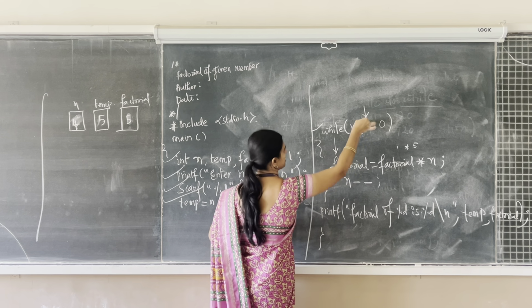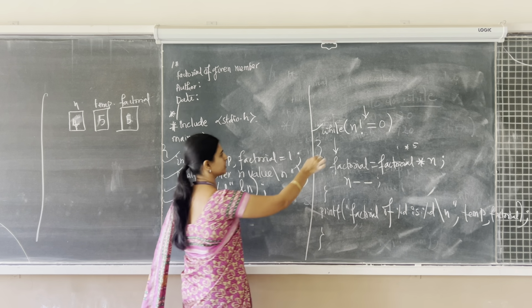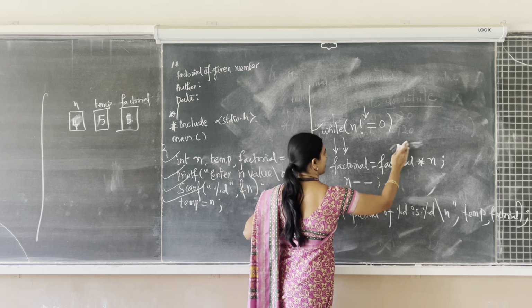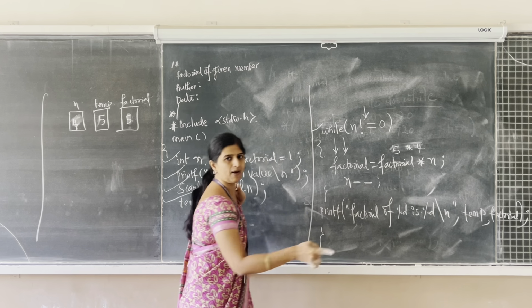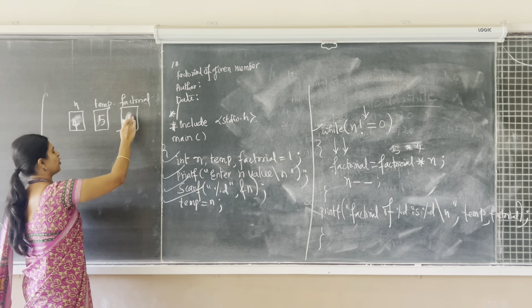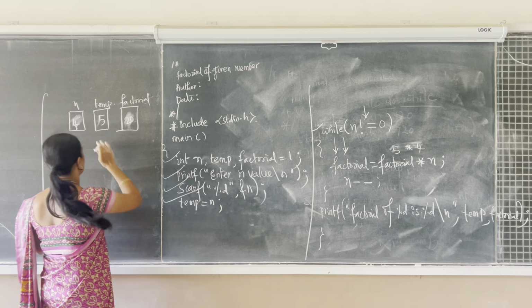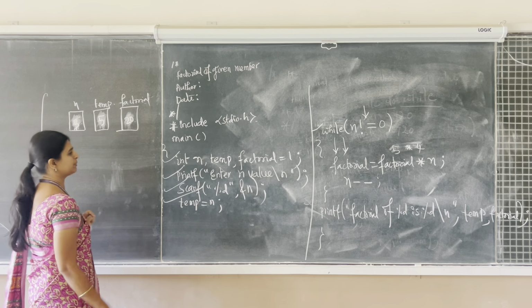Next, how does it execute? It goes back to the test condition. Is 4 not equal to 0? Definitely it is not equal to 0. It enters into the body of the loop. Now factorial value is 5. Please check out over there. And n value is 4. 5 4s are 20. That becomes your factorial value. Next, what is there? N minus minus. N value will be now 3.